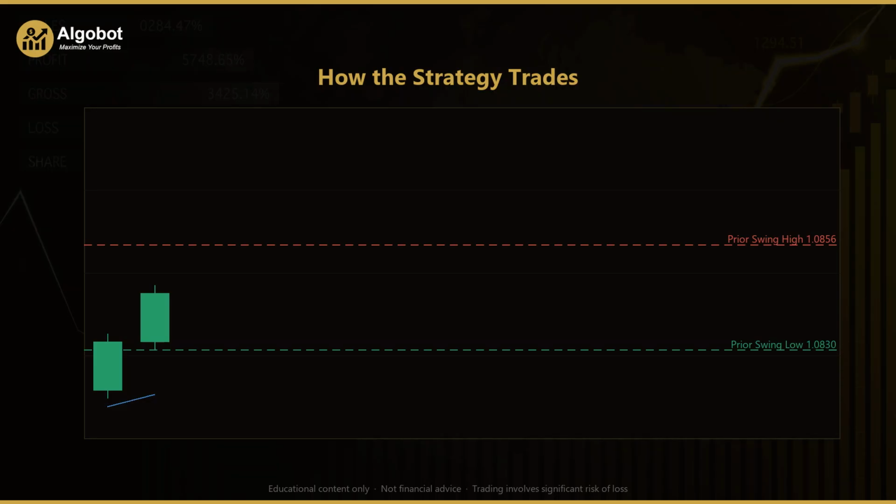Let's bring the logic to life on this illustrative chart. On the left, price is climbing in a clean uptrend, and the blue line running beneath the candles is our exponential moving average, sloping upward. Because price is above a rising average, the strategy's trend filter reads up, so it's only interested in long setups for now. As price advances, it leaves behind a swing low, the dashed green line marked prior swing low at 1.0830. That level is the last protective floor of the current leg.